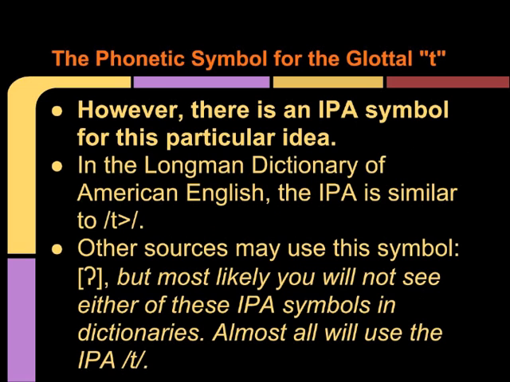However, there is an IPA symbol for this particular idea as well. In the Longman Dictionary of American English, the IPA is similar to a T with a kind of a caret or a little 7 next to it. Other sources, though, use this symbol. It looks like a question mark without the period at the bottom. But most likely you will not see either of these IPA symbols in dictionaries. Almost all will use the IPA T.